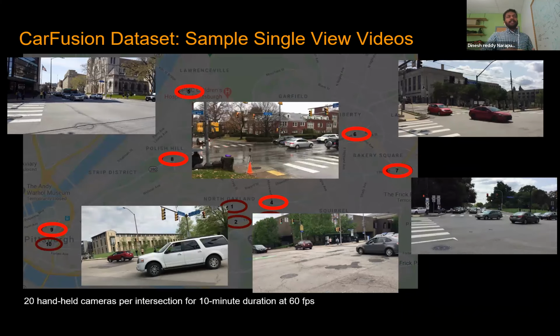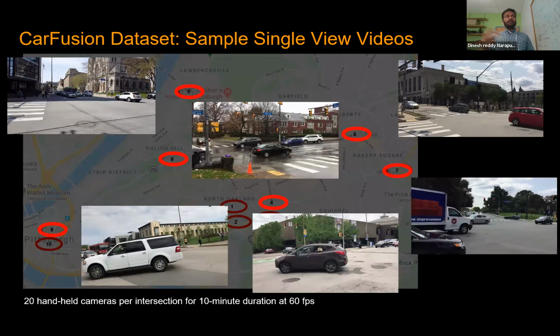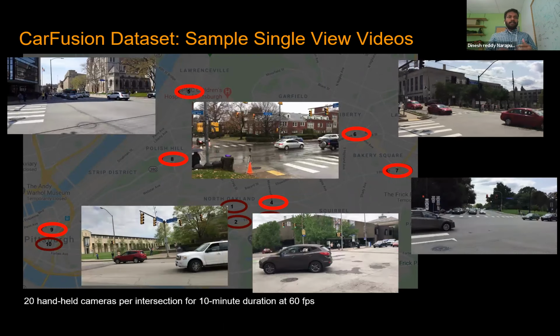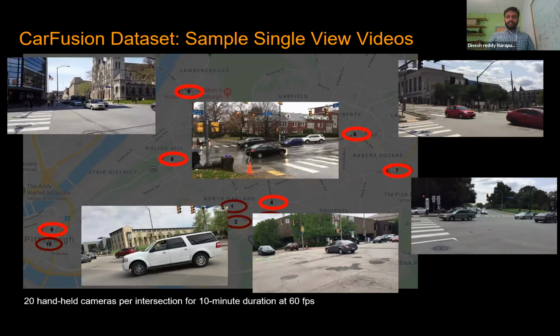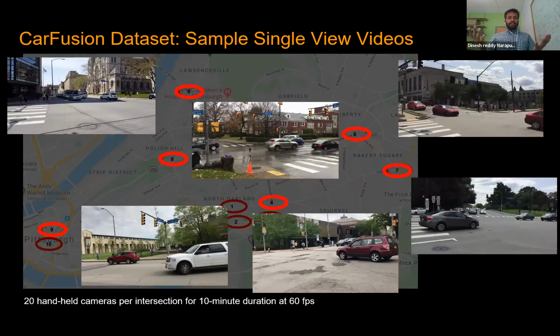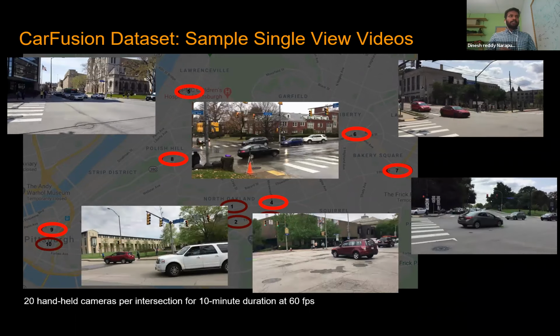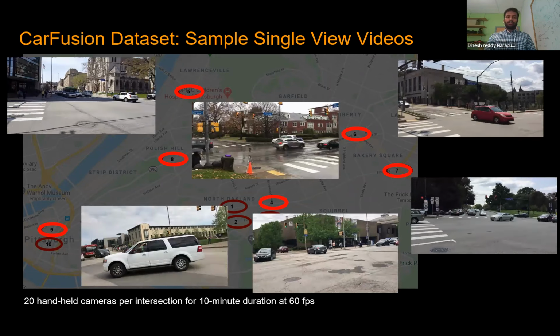And similarly, we went and captured in different intersections. I'm just showing a simple one camera view of all these intersections. So we used nearly 20 iPhones, Samsung Galaxys, and GoPros to capture all this data. So it's a nice dataset if anyone wants to use it.